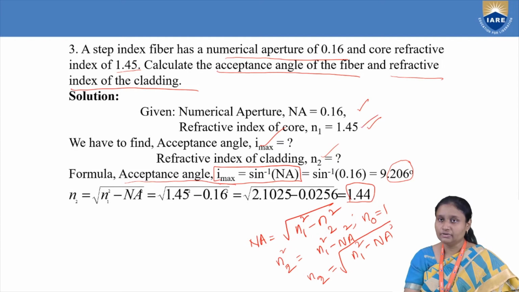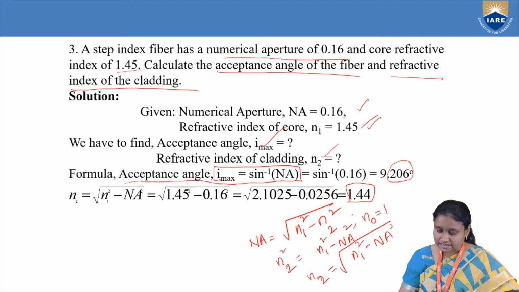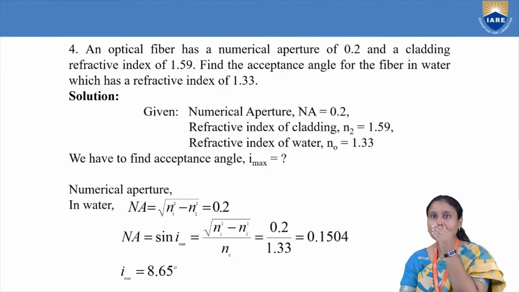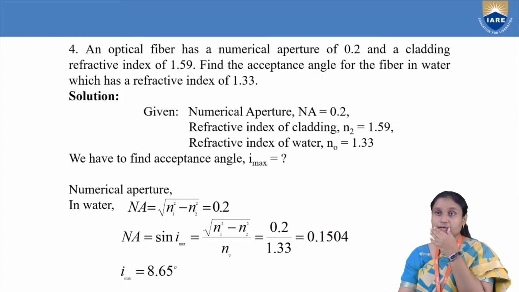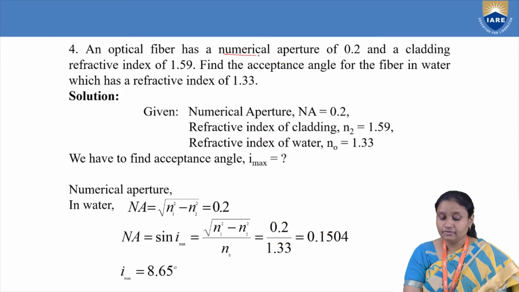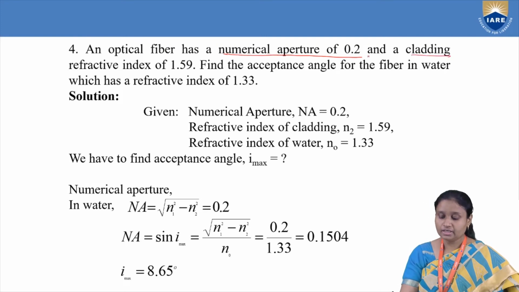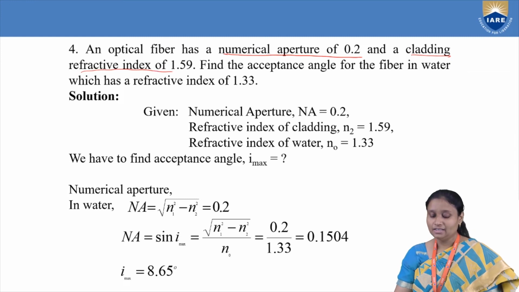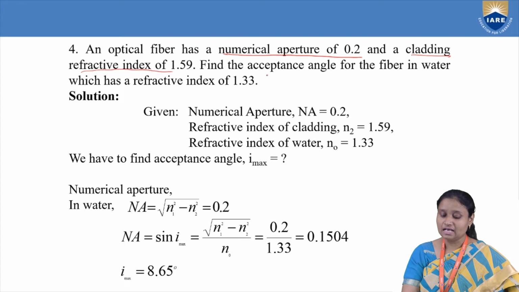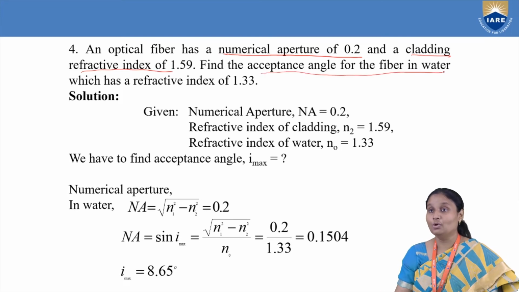And what is the data given? Data given is the numerical aperture value and the refractive index of the core. So now we'll go for our next numerical problem. Here, what is the data given in this numerical problem? Here again, we are given the value of numerical aperture and we are given the refractive index of cladding, which is equal to 1.59. And he is asking us to find the acceptance angle for the fiber in water.